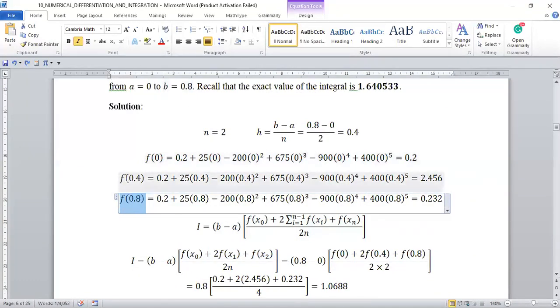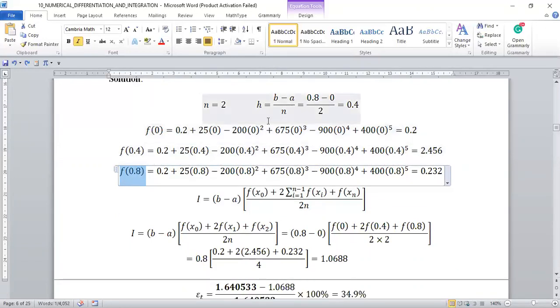So how did we get this 0.4? We got this 0.4 from the step size, or from the width. When we calculated the width, we got 0.4. So is this the 0.4 we are getting here? Join me in the next video using the same link.